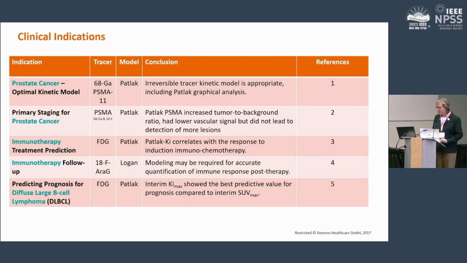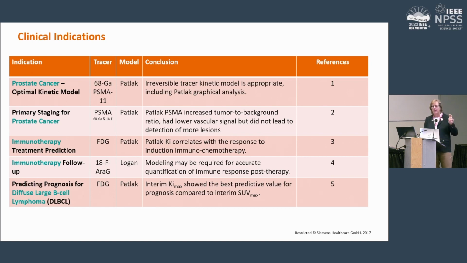I won't go into these in too much detail. This really isn't my forte. I will say that Dr. Tyler Fromm from Washington University is a guest editor of a whole journal that's going to be dedicated to kinetic modeling in the clinic. Unfortunately, I can't remember the journal name. But people have looked at prostate cancer using PATLAC, immunotherapy.